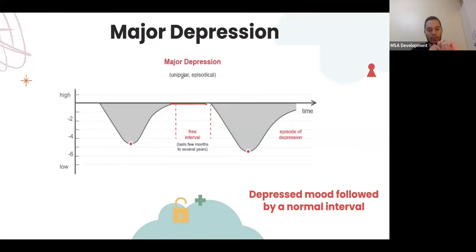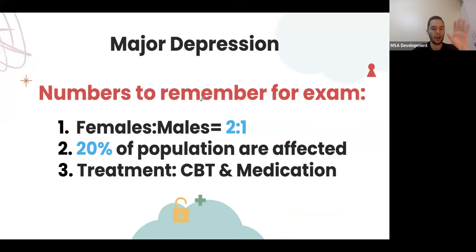First, the female to male ratio is 2 to 1. So the two main things to remember, anxiety and depression, both have female to male ratios of 2 to 1. Another percentage you could try remembering is that 20% of the population are affected by depression. Treatment is CBT and medication, and we're going to speak about electroconvulsive therapy as well later on.